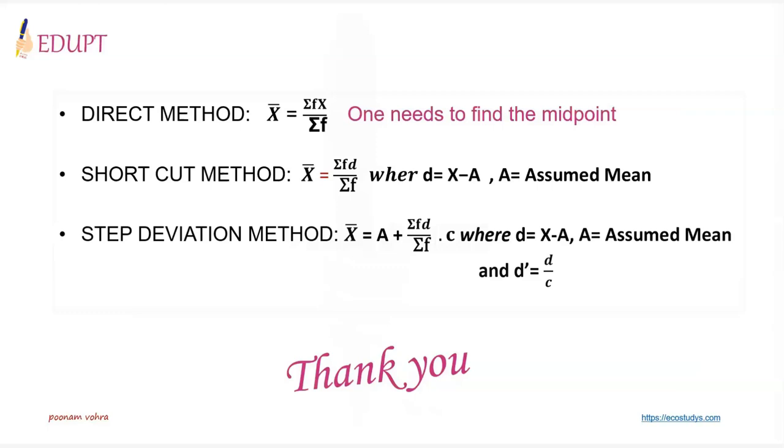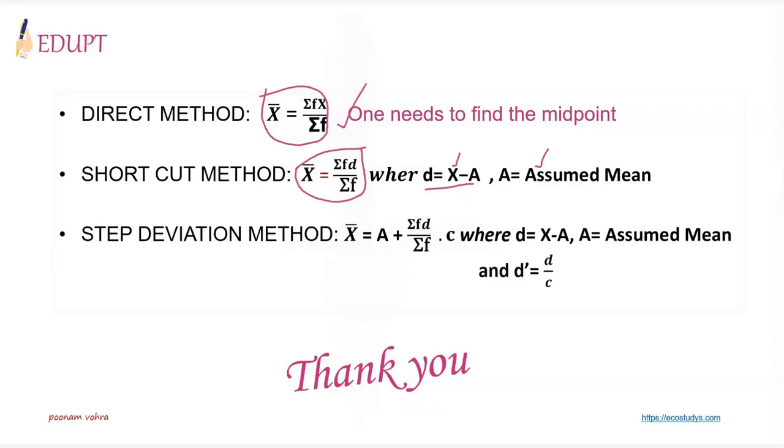To conclude, as this is the continuous series, the most important aspect is that class intervals are given and one needs to find the midpoint. So in the direct method, we use the same formula as in the case of discrete series, that is sigma fx by sigma f. Shortcut method is summation of frequency and deviations divided by summation of frequencies, where deviation is x minus a, x are the values, a the assumed mean.